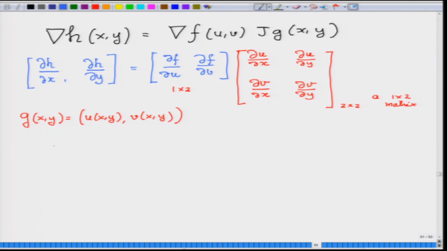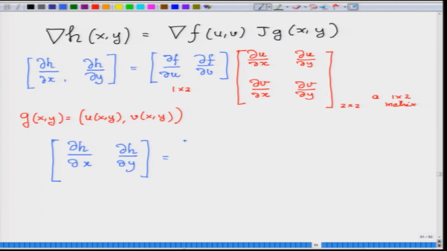So, I will have del h del x into del h del y. How do I get my first row? I will take the first row of this matrix, the dot product with the first column of the Jacobian matrix, and for the second entry I will take the first row and multiply with the second column of the Jacobian matrix. That is matrix multiplication.